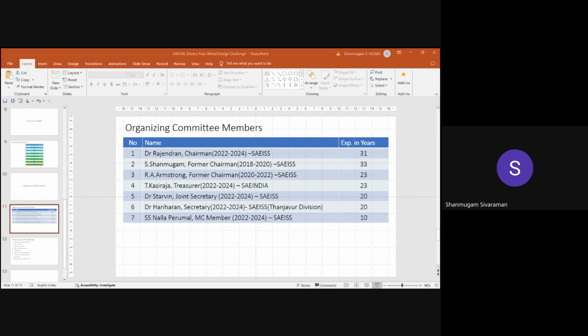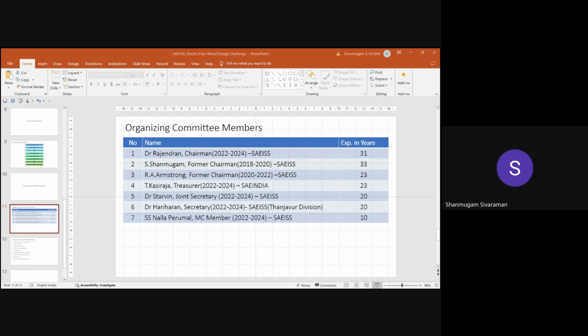So these are all the organizing committee members. Actually, Dr. Rajendran is the current chairman of SAEISS. And I'm Shanmugam, a former chairman. And Mr. R.A. Armstrong is also a former chairman. And Mr. T. Kasiraja is the treasurer in SAEINDIA. Dr. Starwin is the joint secretary in SAEINDIA Southern Section. Dr. Hariharan is the secretary of SAEISS Tanjavur Division. And Mr. S.S. Nallaberamal is an MC member in SAEISS.